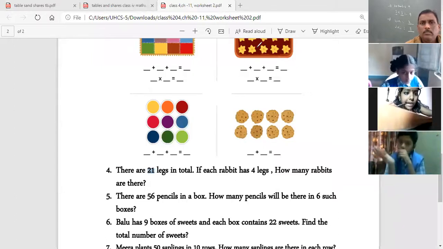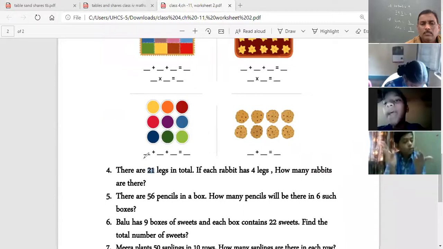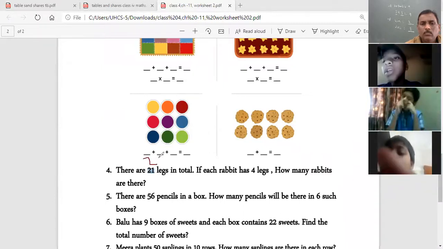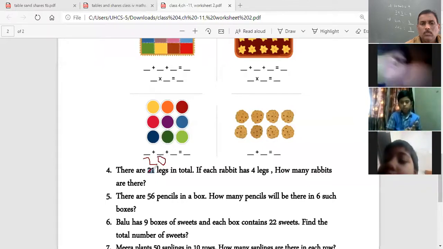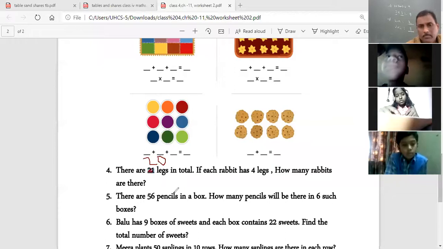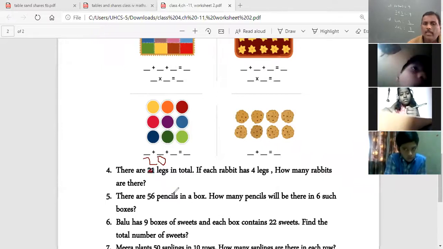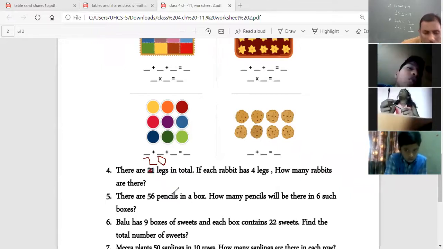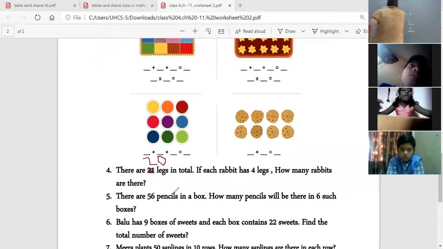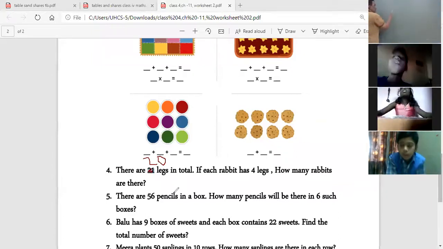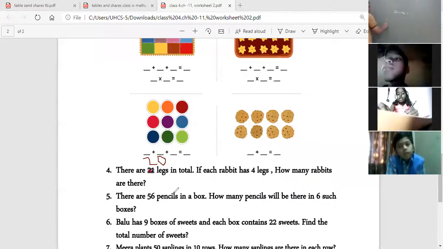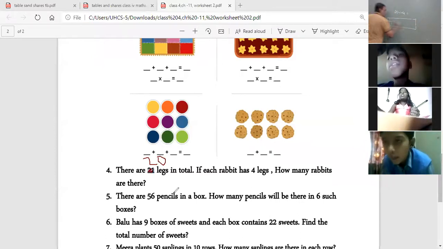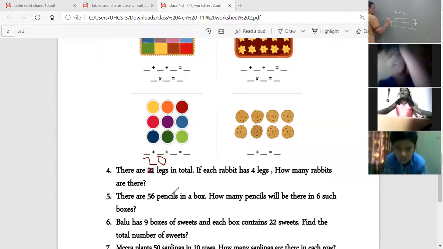5 rabbits. This is 20 legs, not 21. There are 5 rabbits. 20 legs total, each rabbit has 4 legs. So, 4 ones are 4, 4 twos are 8, 4 threes are 12, 4 fives are 20. That's 4 legs. You can do like this.